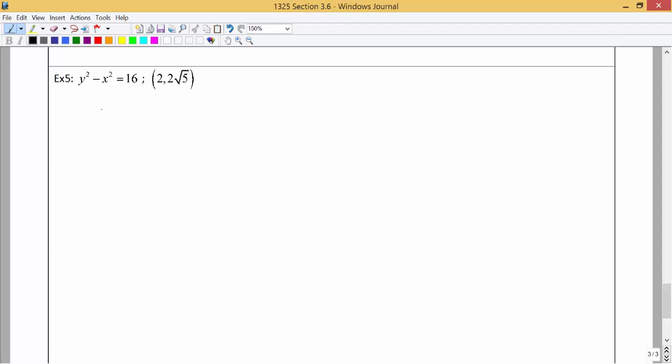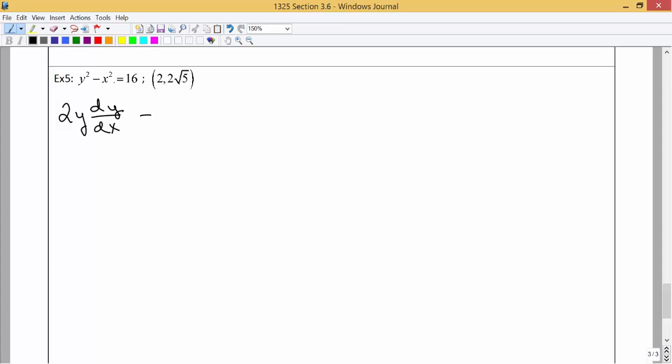For our last example, we're asked to find the slope and the equation of the tangent line at the given point 2, 2 times the square root of 5. And here's our equation. So y squared, we want to take the derivative of y squared. That's a function raised to a power, so we will need to use the chain rule. So that would be 2 times the inside function as is, and then the derivative of the inside function, which we said was represented by dy dx. So the derivative of y is just dy dx.